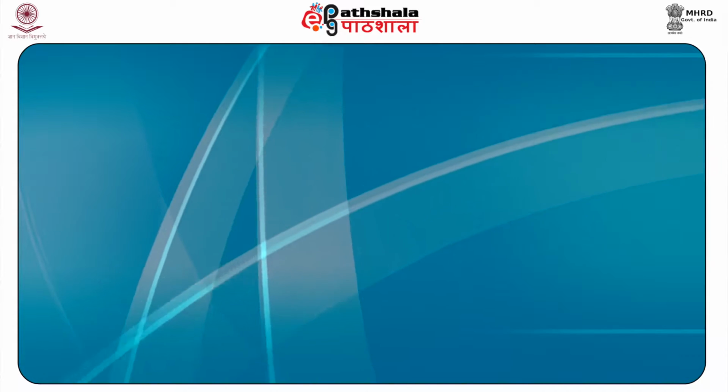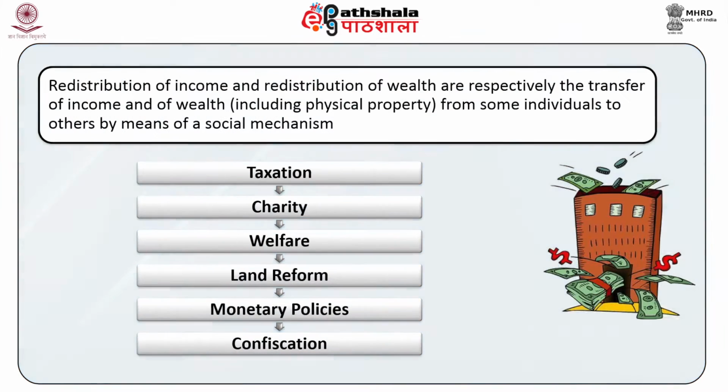Redistribution of income. Concept. Redistribution of income and redistribution of wealth are respectively the transfer of income and of wealth, including physical property, from some individuals to others by means of a social mechanism such as taxation, charity, welfare, land reform, monetary policies or confiscation. Redistribution of income is a concept that aims to remove economic inequality.